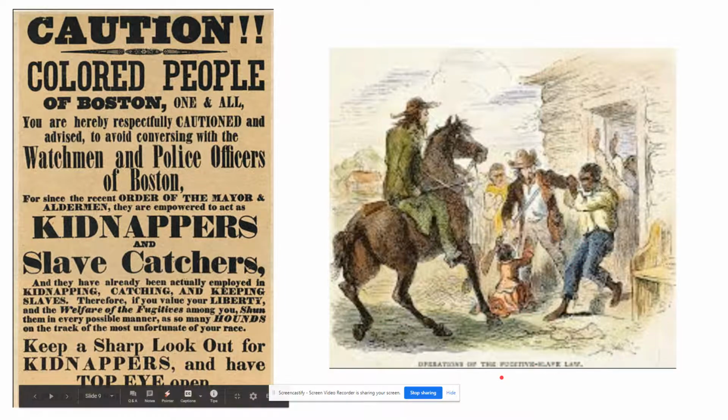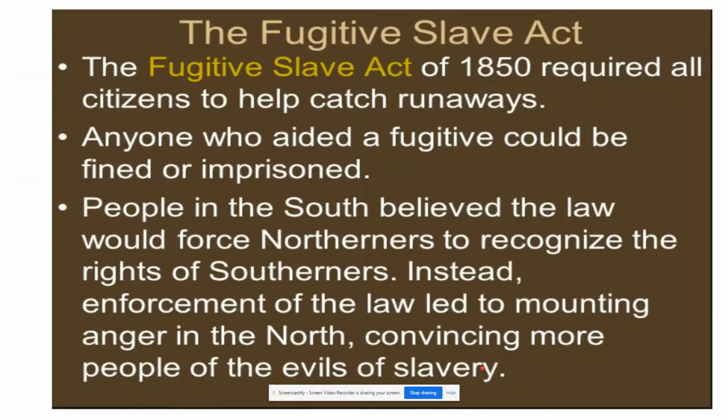Again, the North is not happy about this. The abolitionists are not happy about this. But in order to compromise to get California as a free state and to have more free states than slave states, they had to make the agreement. And there's another slide on the Fugitive Slave Act.